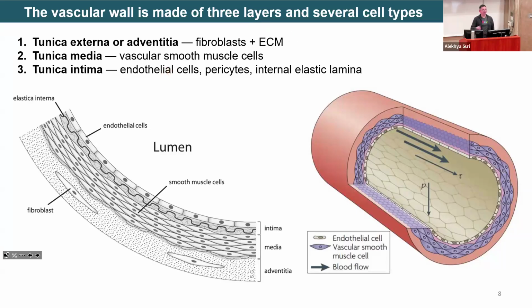The tunica intima contains 2 of them, right? The endothelium and the internal elastic lamina. All right. And this is sort of how they are organized.